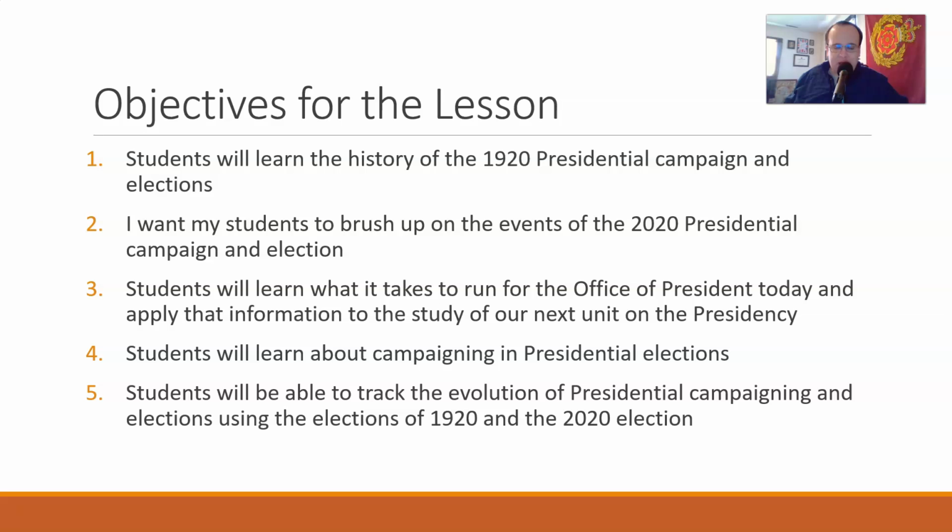We'll learn about campaigning and presidential elections, and we will track the evolution of presidential campaigning and elections using the 1920 and 2020 elections. A lot of things have changed in 100 years, but so much has stayed the same, and we'll look at that a little later on.